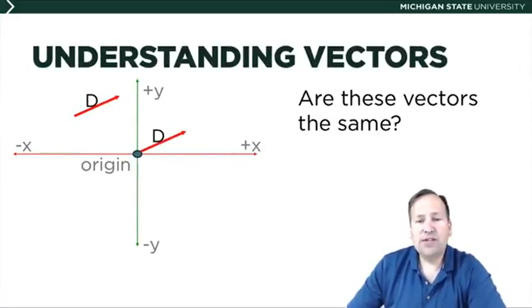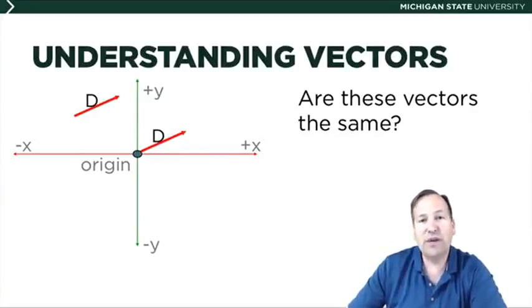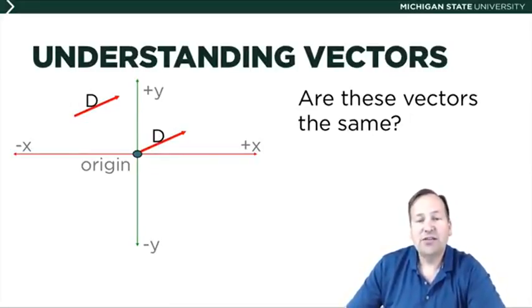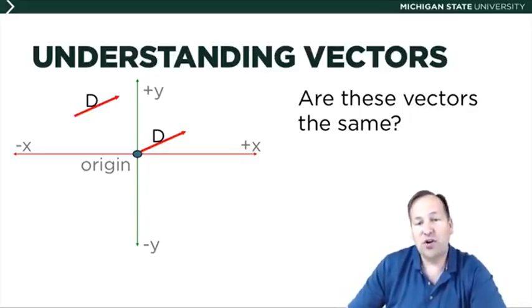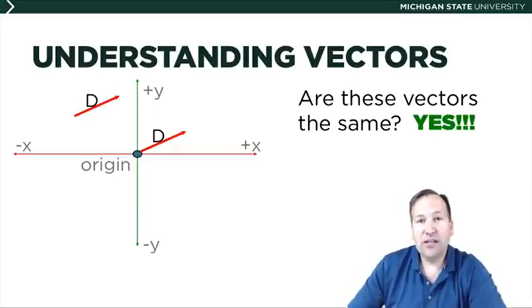But it turns out that vectors are a little bit unique. Unlike a point or a location in space, vectors really are about the direction and the magnitude rather than the location of space. So here you can see that the vector D is represented in 2 locations. And the question is, are these the same vector? And yes, it turns out that they actually are the same vectors, even though they look like they're in very different locations within the coordinate system.